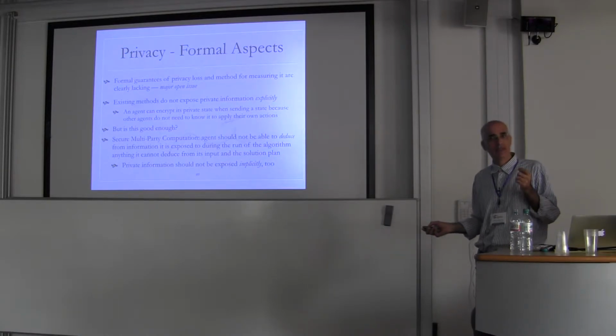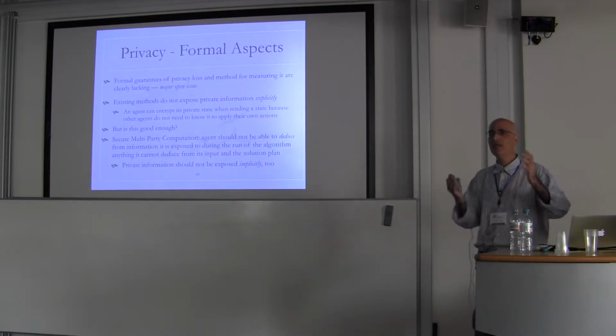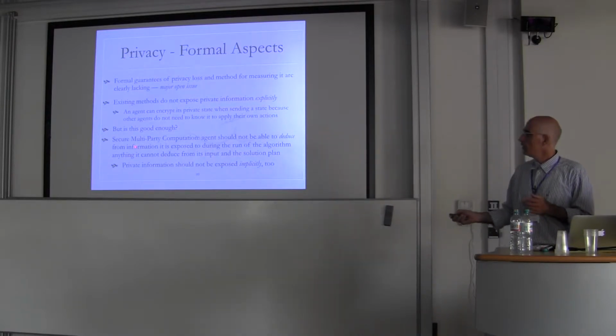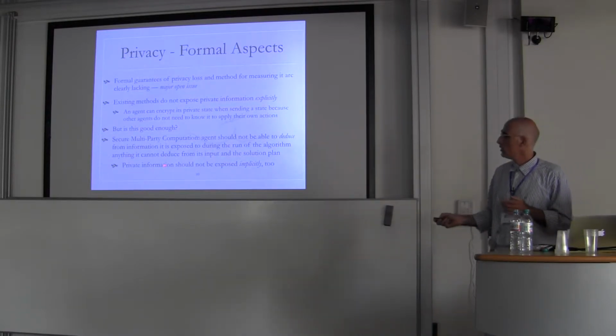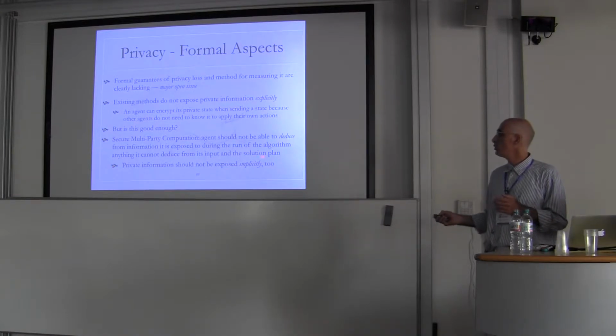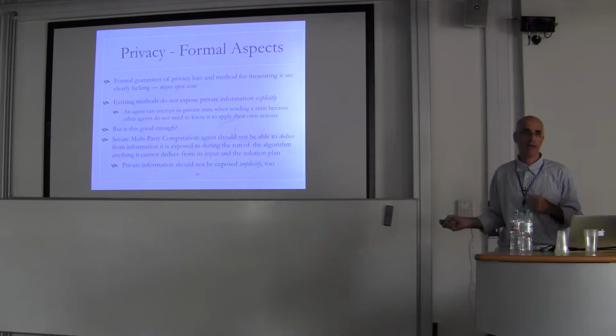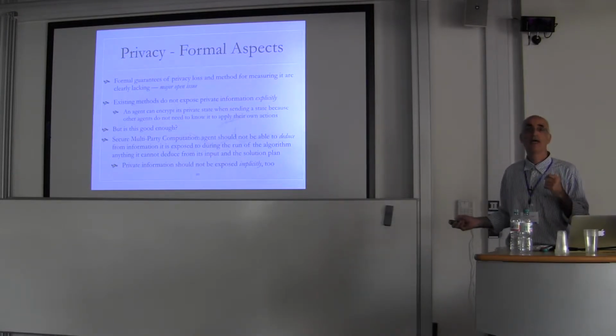Now notice that in distributed forward search, for instance, an agent gets much more information during the run of the algorithm. It gets many states. It gets lots of messages with states. It's not clear that it cannot deduce something from it. So the idea is that if you want a secure multi-party computation, private information should not be exposed even implicitly. It's not enough that I encrypt my information. You shouldn't be able even to deduce anything beyond.